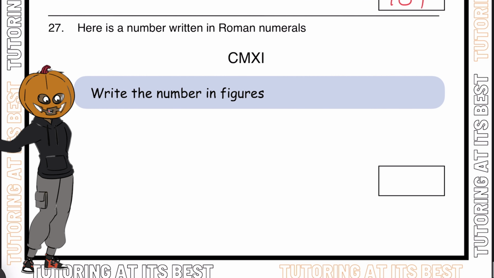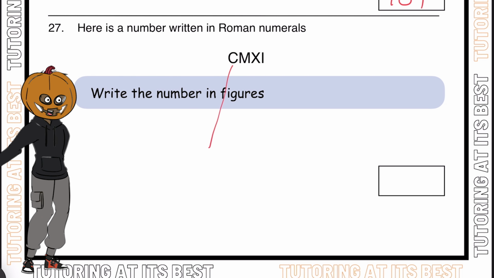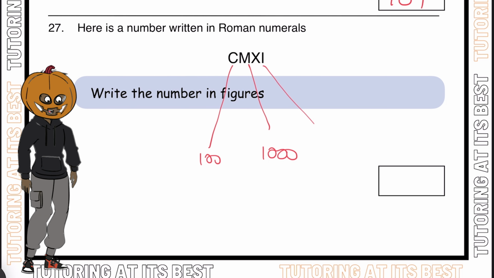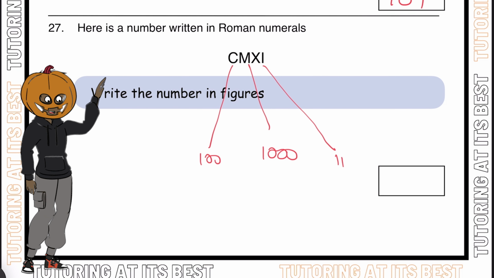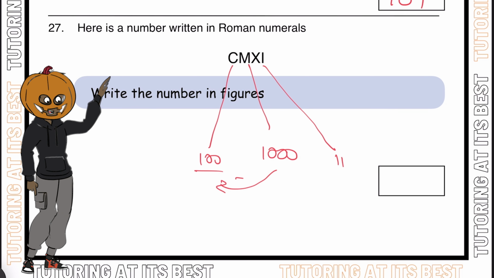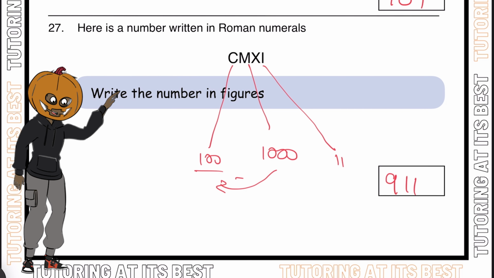And for question 27, we'll have C as 100, M as 1000, and XI as 11. So again, because 100 is in front of 1,000, we subtract this. So we're left with 911.